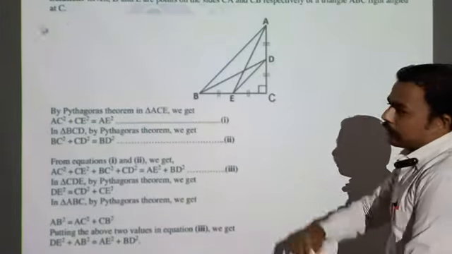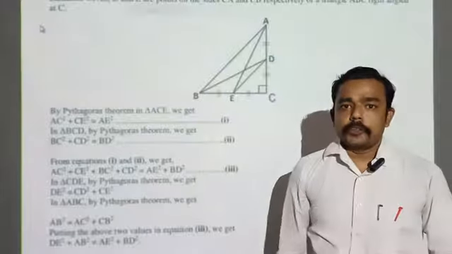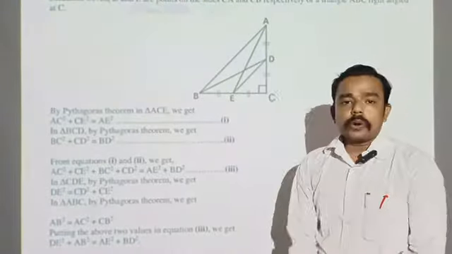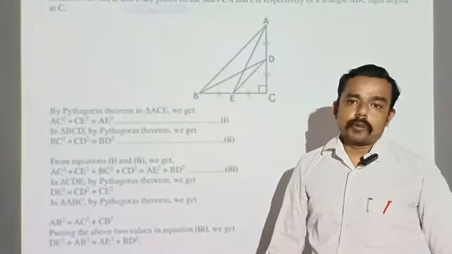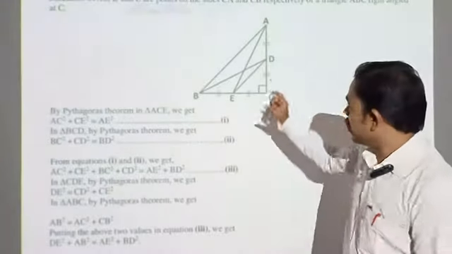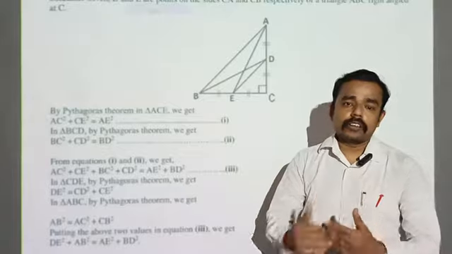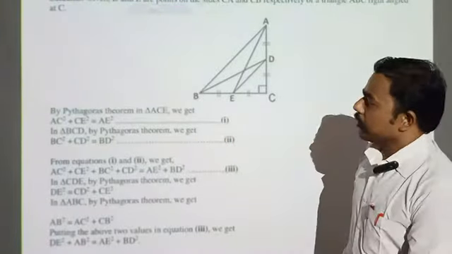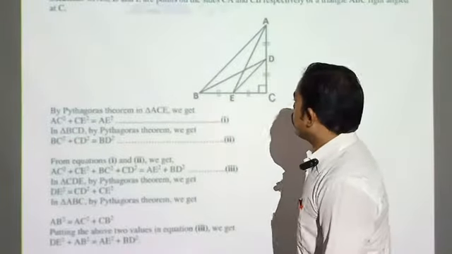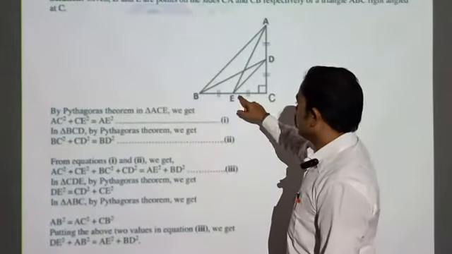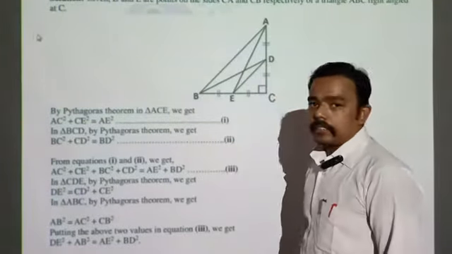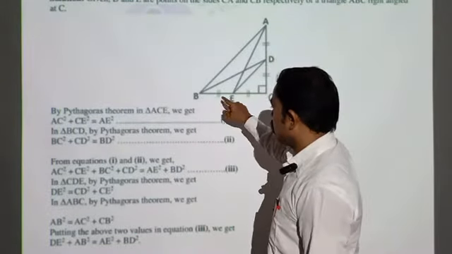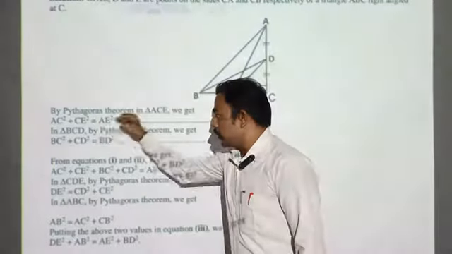Check that all are hypotenuses of particular triangles. So try to write the Pythagoras form of each right angle triangle. Consider each and every triangle, write all the Pythagoras forms, and finally you can conclude the problem. By the Pythagoras theorem, in triangle ACE, AE is the hypotenuse, so we can write AC squared plus CE squared equals AE squared.